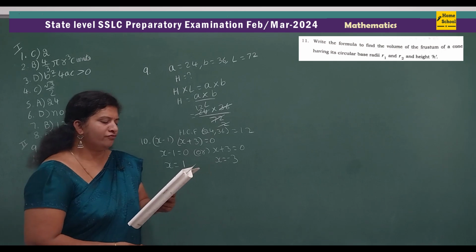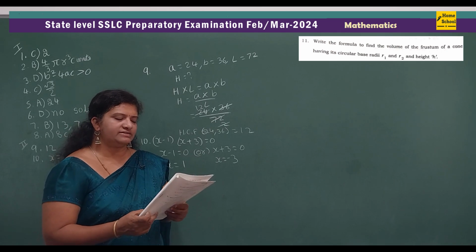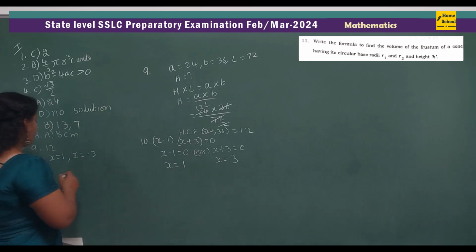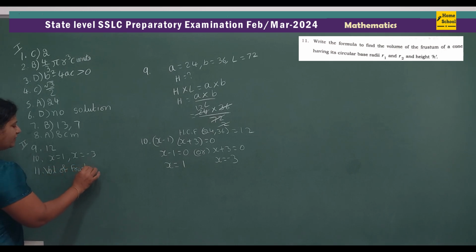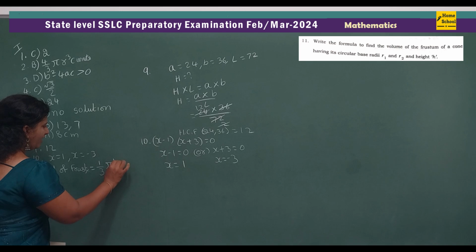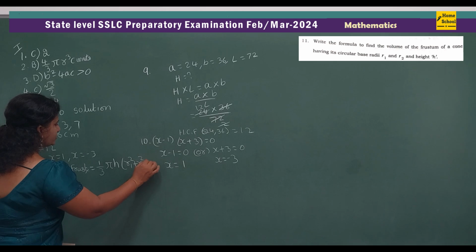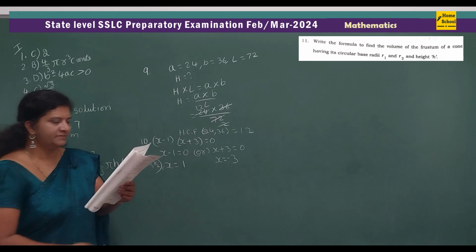11th one. Write the formula to find the volume of the frustum of a cone having its circular base radii r1 and r2 and height h. So, the volume of a frustum of a cone, you please write completely here: 1 by 3 pi h into (r1 square plus r2 square plus r1 r2) cubic units. You can write here cubic units.